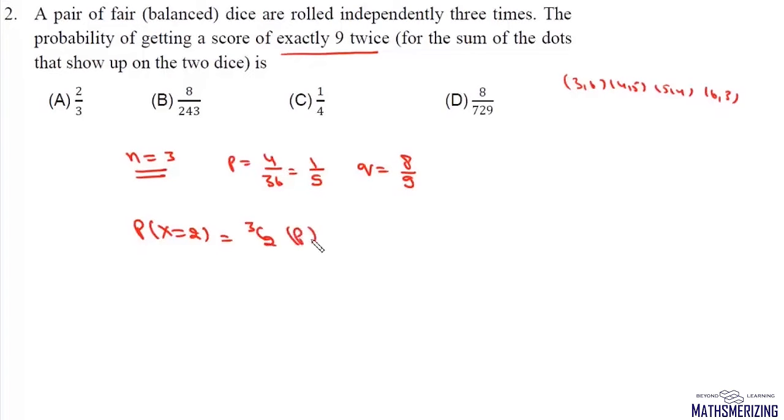So it will be 3C2, p squared and q. So it will be 3. Now p squared is 1 by 81 and q is 8 by 9. So this probability will be 8 by 243 and that's your option B.